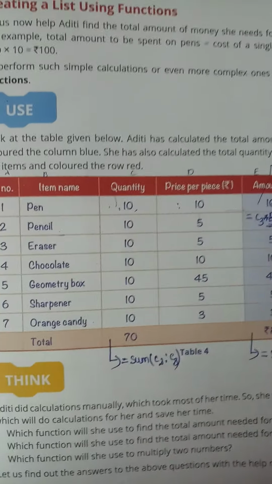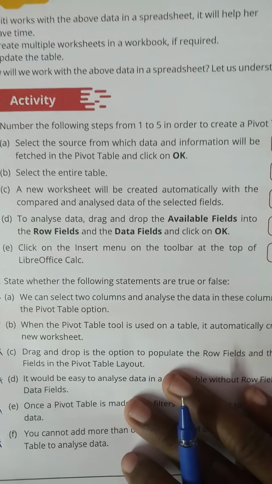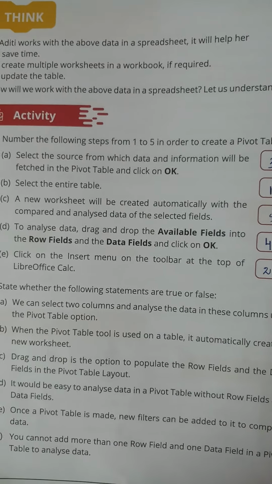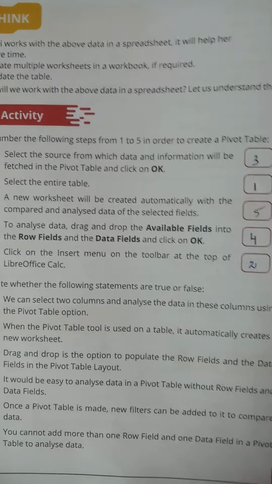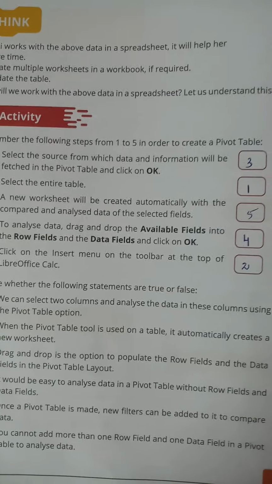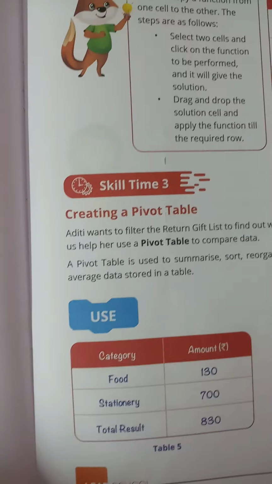First, you need to select the entire table, which is table number 4. You need to select this whole table and then you need to click on the insert menu on the toolbar at the top of the LibreOffice Calc. Okay, you need to click the insert menu. And the third step is select the source from which data and information will be fetched in the pivot table and click OK. So here we have created like category, food, stationery, and then total.